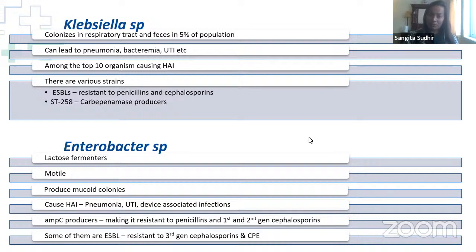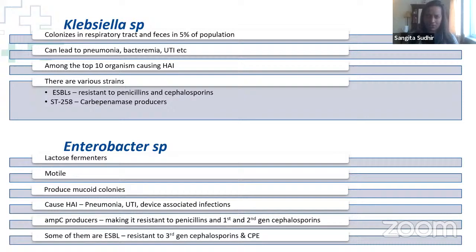Now, carbapenemase producers. That means they are producing carbapenemases, and so none of the carbapenems is effective against this organism, like meropenem, doripenem, imipenem. If any one of the carbapenems is not active against this organism, then that means it is producing some carbapenemase enzyme, and we may have to rely on higher antibiotics like colistin and tigecyclines, like this.